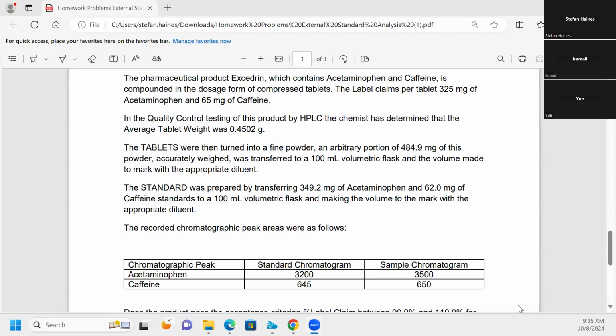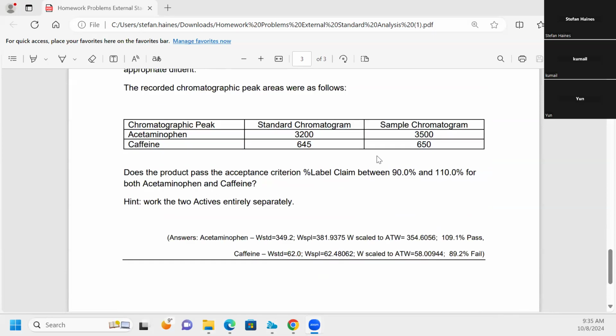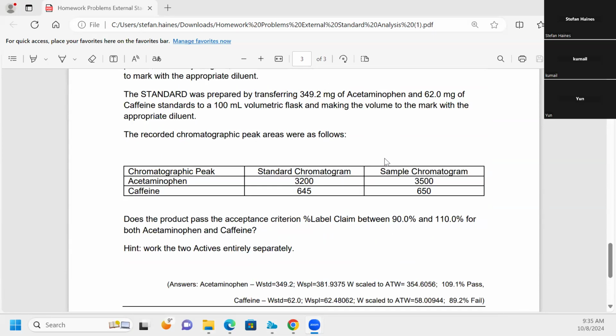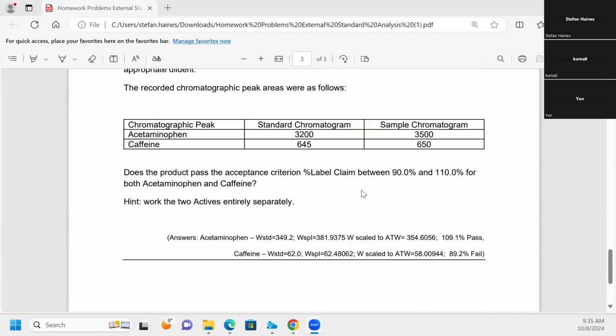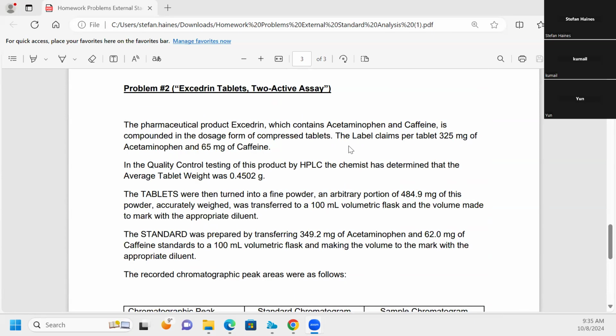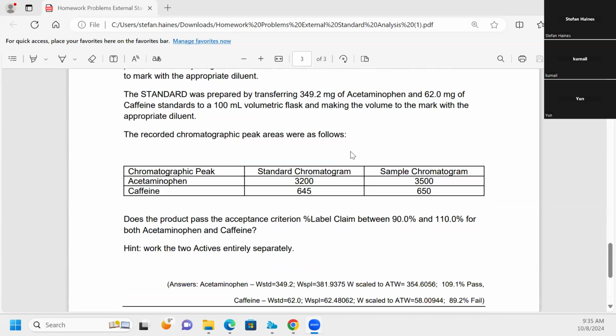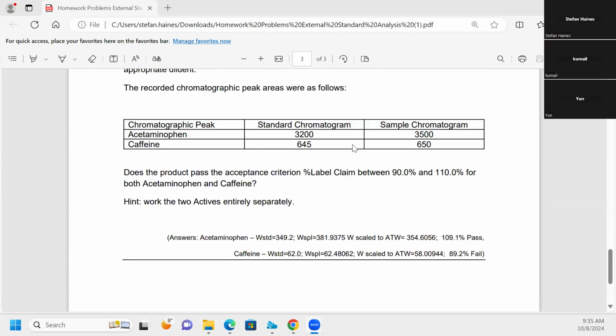All right, let's zip down to the final one. I could just give you the answer. The acetaminophen comes to 381 over 349, so 109.1%, so it's a pass. And the caffeine comes to 89.2%, which is a fail.